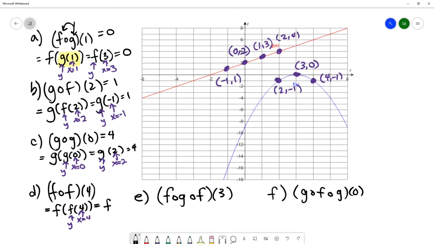We'll replace f of 4 with negative 1. And now we want to find f of negative 1. We have an x of negative 1. We're looking for the y. So f of negative 1 would be right here. We have (-1, -16). So f of negative 1 is negative 16.